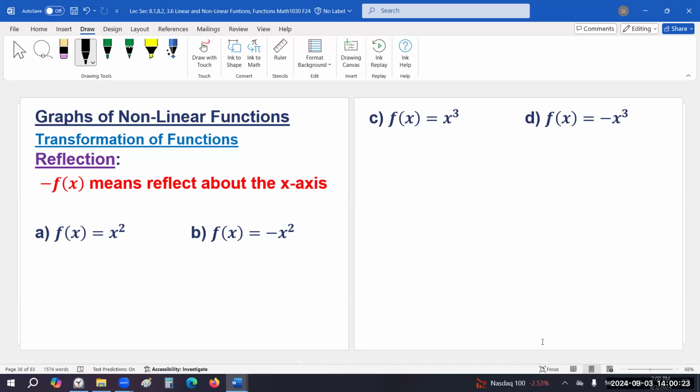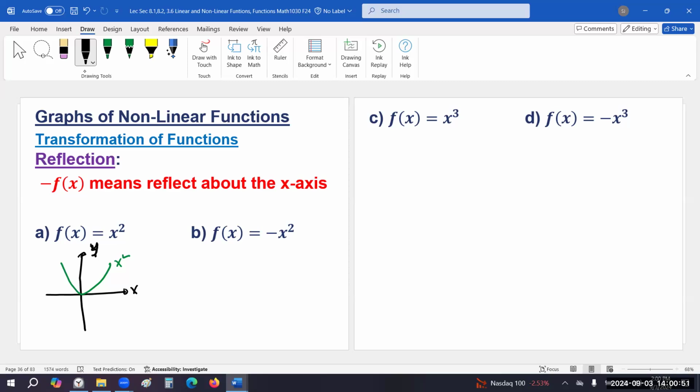So in this class, we are going to talk about 4 different types of graph. The first one is x squared. Do you know the shape of x squared graph? It's a U. So the shape of any x squared graph is a parabola upward.